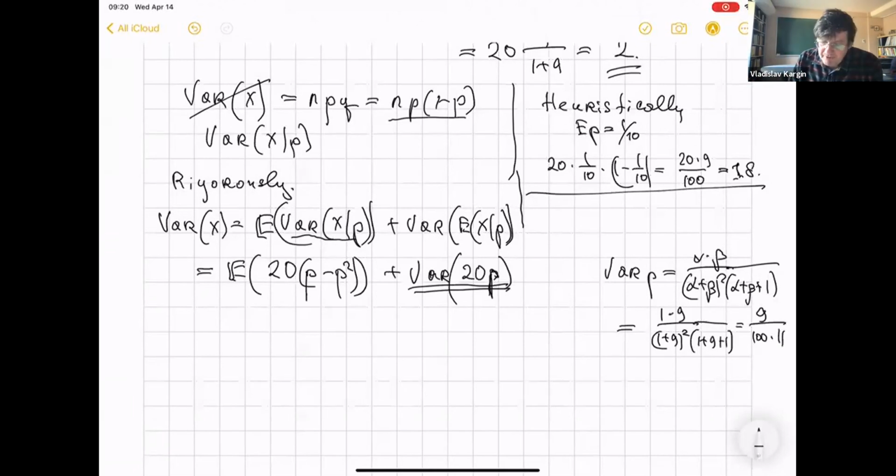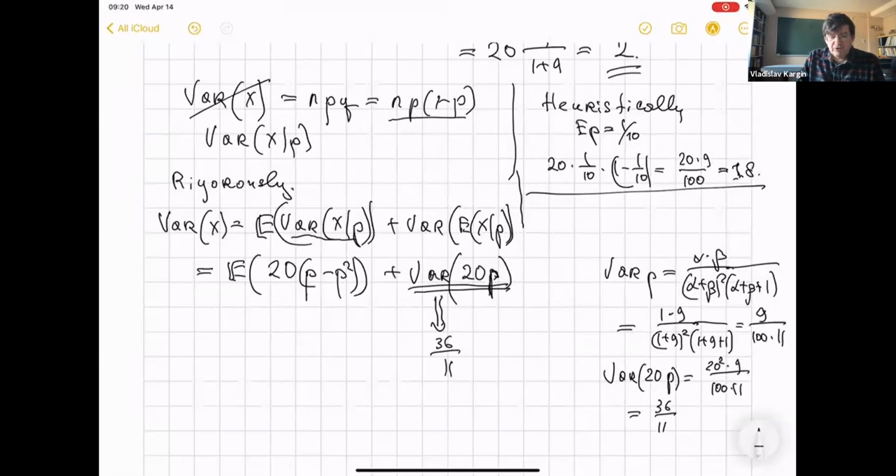So here's a 20p, right? So the variance of 20p is equal to 20 squared multiplied by 9 divided by 100 multiplied by 11. So it's equal to 400 divided by 100, so 4 multiplied by 9 divided by 11. So 36/11. We calculated this using the formulas for the variance of a beta random variable. It's equal to 36 divided by 11. What about this thing?